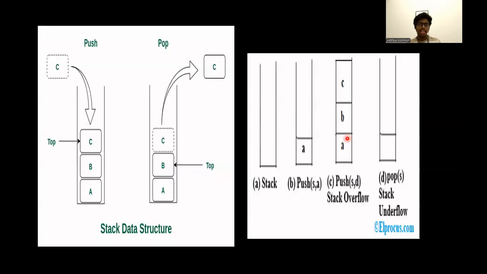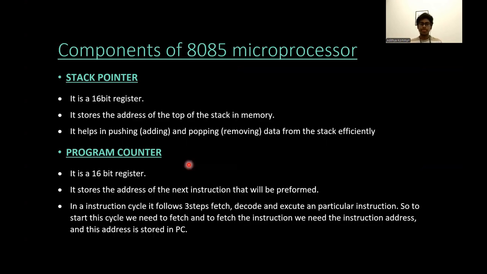Let us understand it in more detail. Before, the stack pointer was pointing to the address of D, but when an element C was entered, the stack pointer will now point at the address of C. So the address has decremented. When the pop operation was performed, the stack pointer, which was initially pointing to the address of C, will now point to the address of B. So there is an increment in the address.